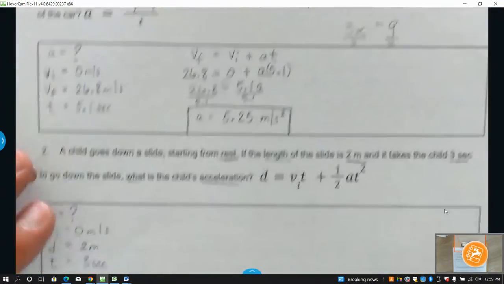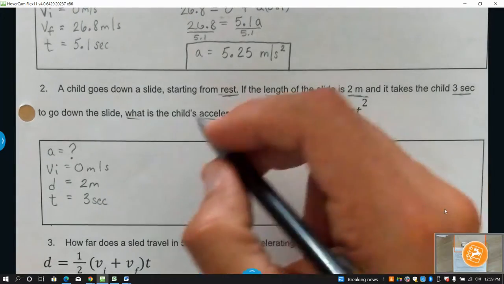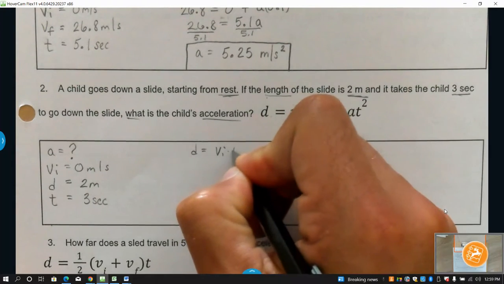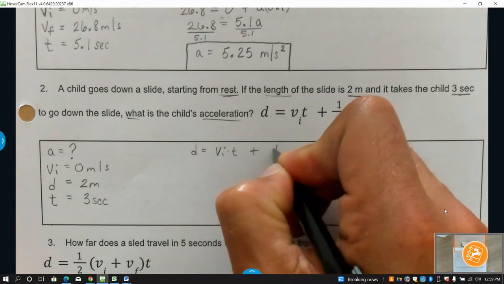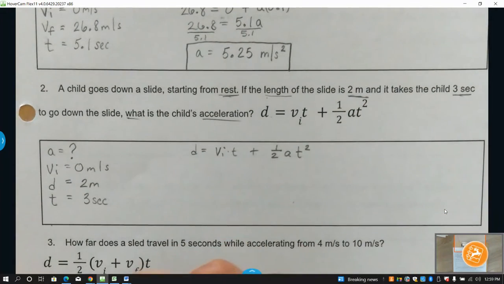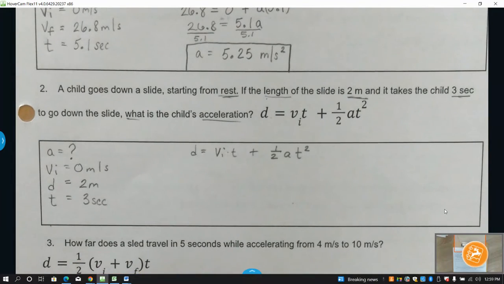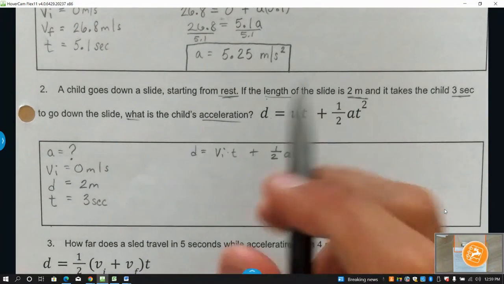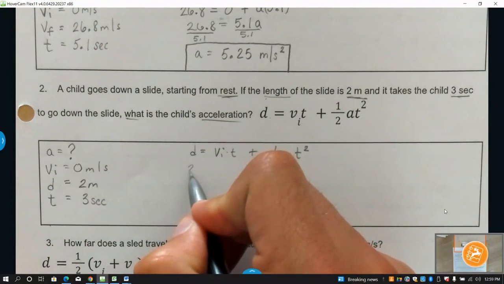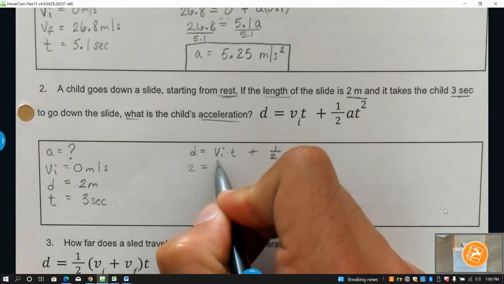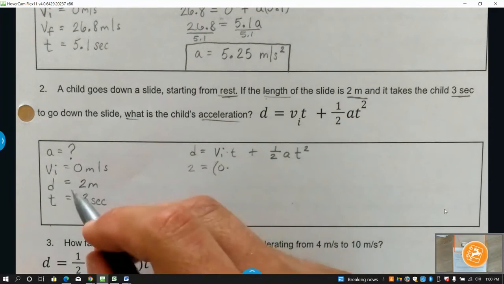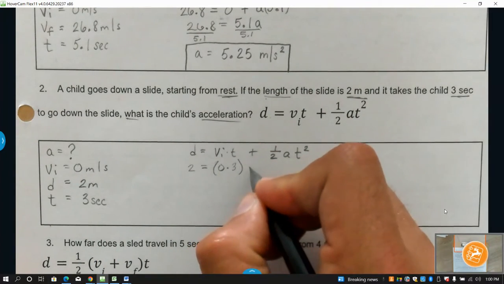So again, process, guys, still going to be the same. Rewrite the equation. D equals VI times time plus 1/2 AT squared. And then we're going to just plug in all of our information. Do we have D? Yes, we have it. It is 2. So we're going to drop a 2 there. Bring down the equal sign. Do we have an initial velocity? Well, they told us it was 0. And I'm going to multiply that by whatever the time is, 3 seconds.